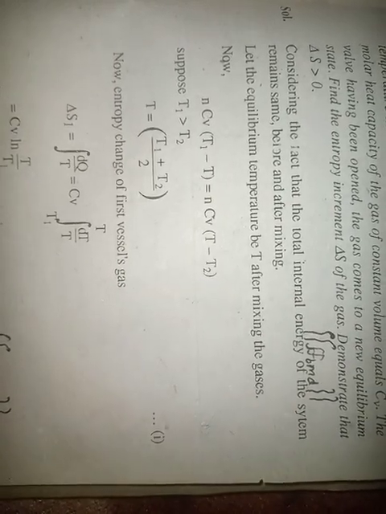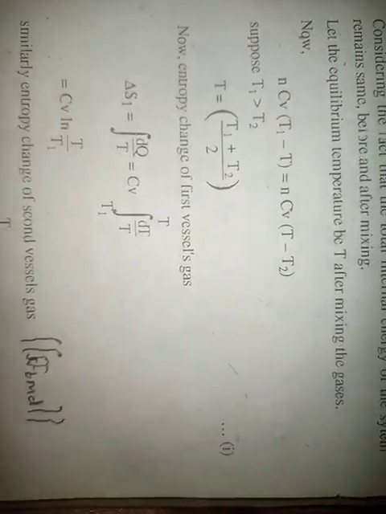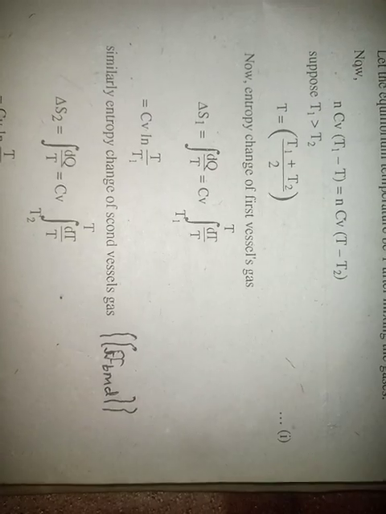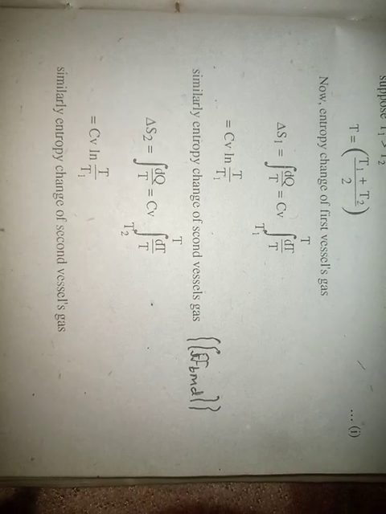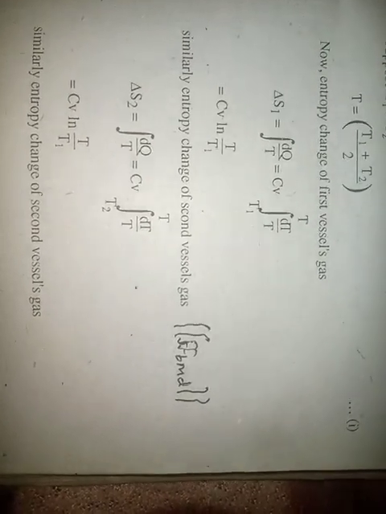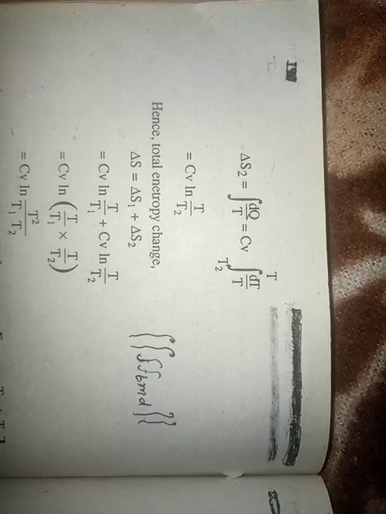Now, the entropy change of the first vessel's gas is delta S1 equals integration dq by T equals Cv into integration T1 to T dT by T equals Cv into log T by T1. Similarly, the entropy change of the second vessel's gas delta S2 equals integration dq by T equals Cv into integration T2 to T dT by T equals Cv into log T by T2.